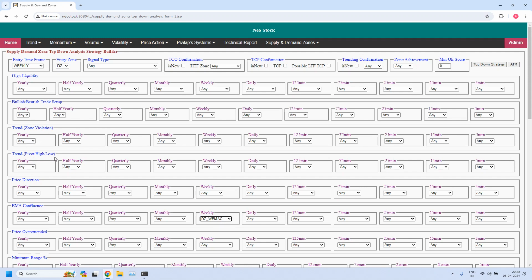Here we have zone violation trend as well as pivot trend. First, because we are using demand and supply zones, first we will look into this. If we get a big list, we will also check both the trends. So weekly time frame, the trend should be uptrend.